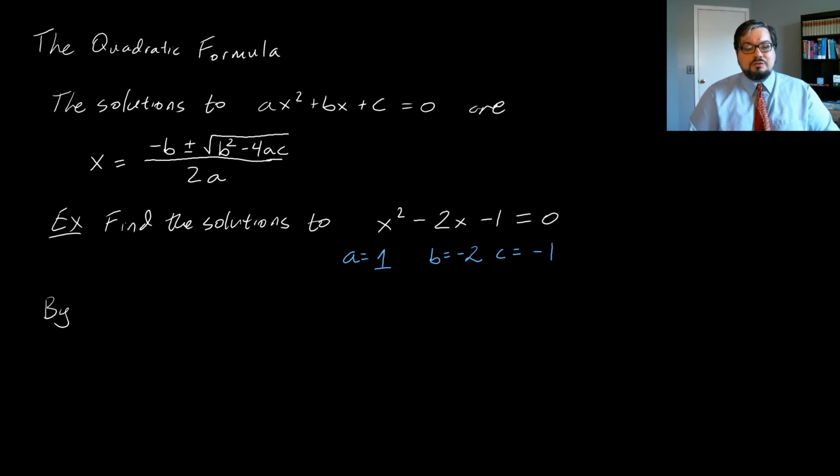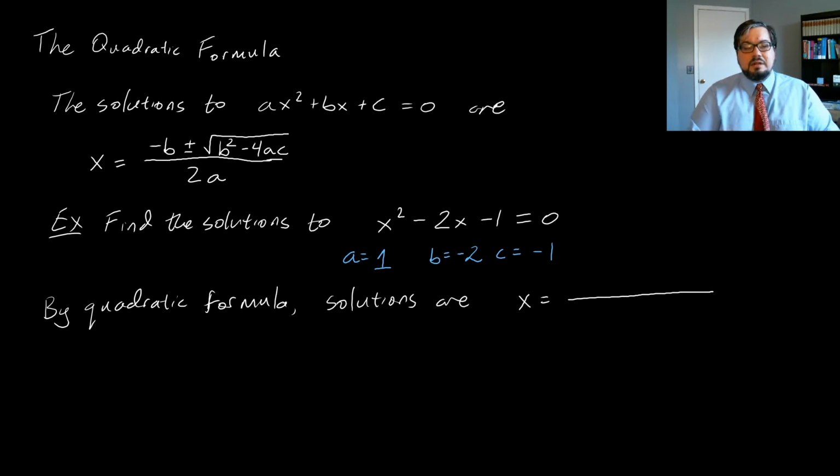So by the quadratic formula, the solutions to this equation are x equals, and now we're going to use the quadratic formula up here. So I'm going to duplicate the quadratic formula above: negative b plus or minus the square root of b squared minus 4ac all over 2a, and we'll go ahead and write in what that actually is in this case.